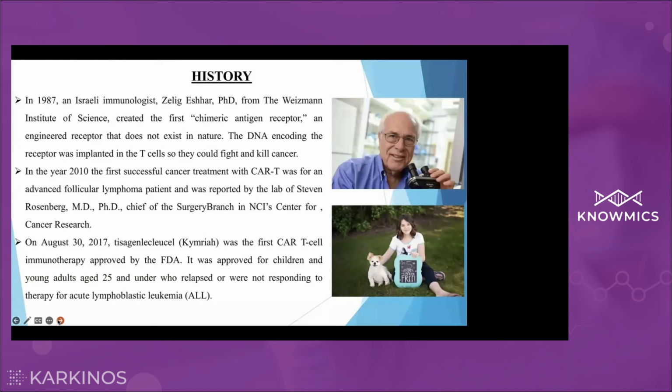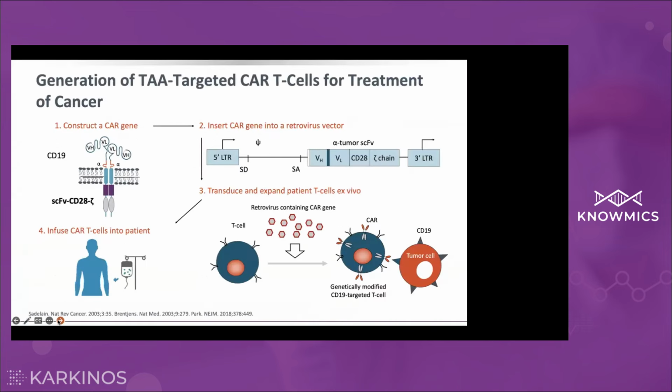The first approval which CAR T got was for treating children and young adults with relapsed refractory ALL, acute lymphoblastic leukemia. From then, the indications have slightly expanded, or much work has to be done. Now, what are the steps by which a CAR T comes into the human body? How do you put it back?